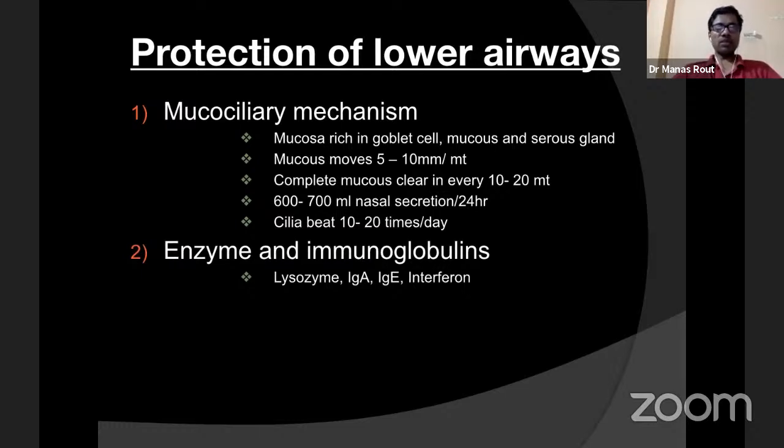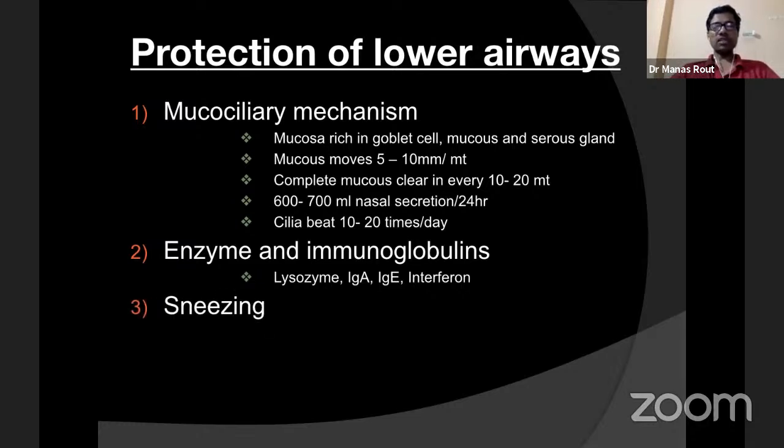At the same time, there are certain enzymes and immunoglobulins secreted from the nasal mucosa. Those are lysozymes, IgA, IgE, and interferon. So this gives local immunity in the nasal cavity. These are the enzymes and immunoglobulins.